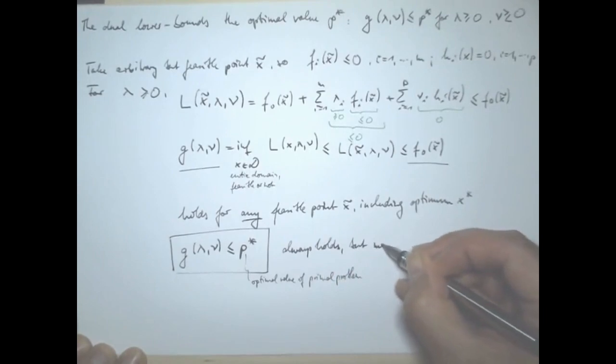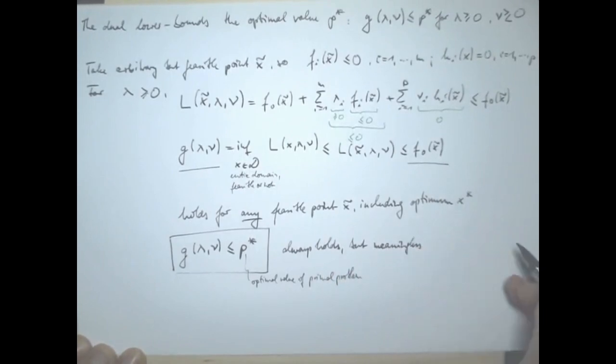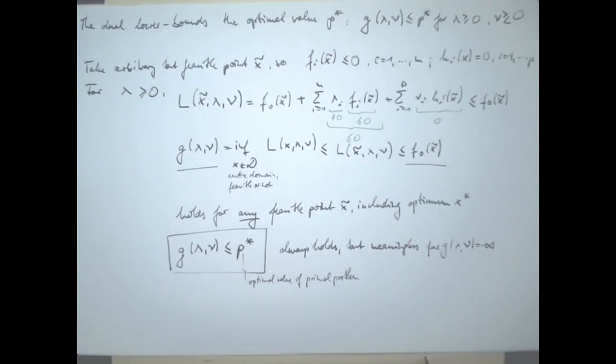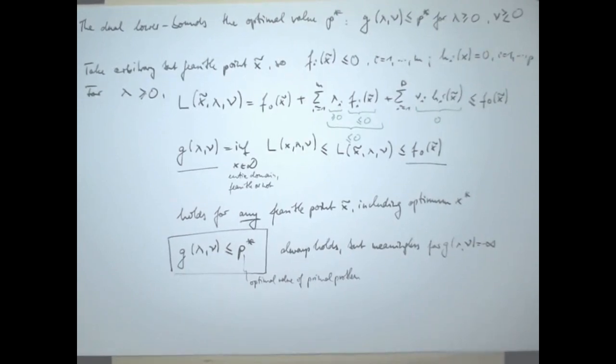But it's meaningless if our dual becomes minus infinity. This distinction is one that we will need later on. Okay, so that's already very nice. We have seen that if you express your primal problem in the standard form, you can then always lower bound the optimum value by using this dual function.